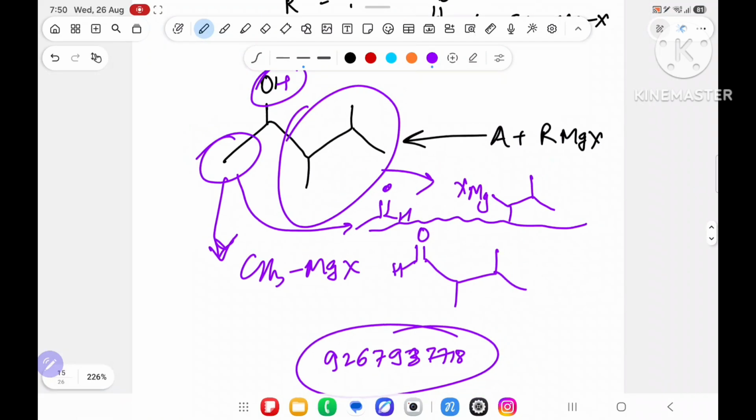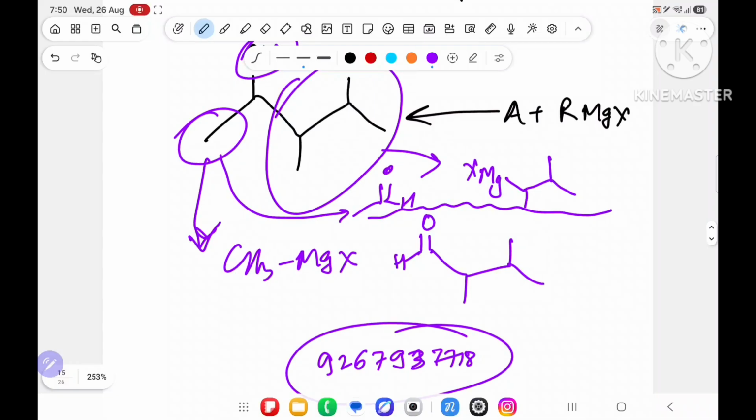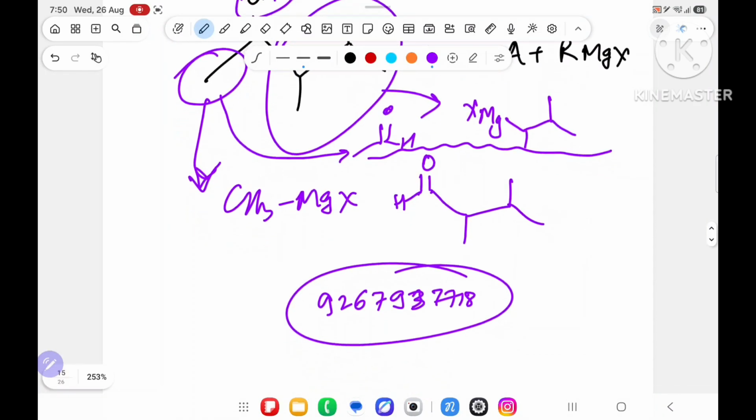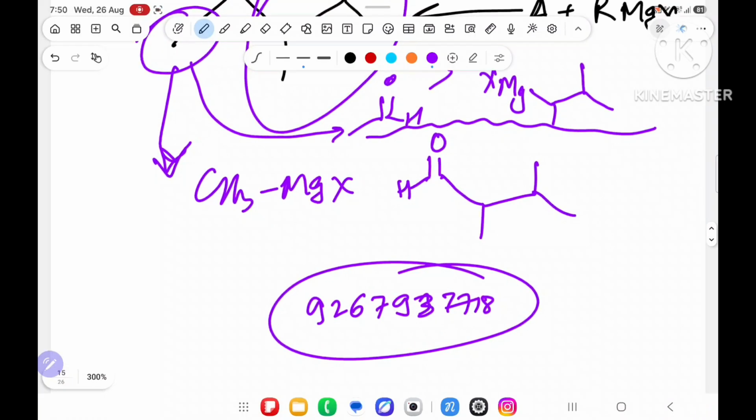Means this is all about the preparation of alcohol from Grignard reagent. Sometimes they will ask directly, sometimes they will ask indirectly. So we have completed all the preparation of alcohol. Preparation of alcohol done. Now next lecture I will start chemical properties of alcohol.